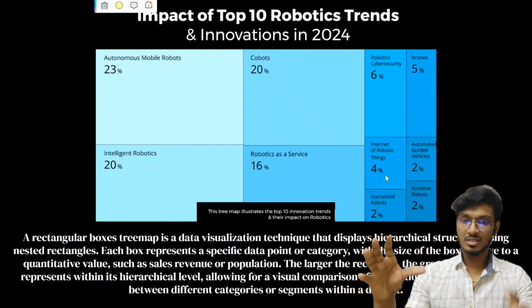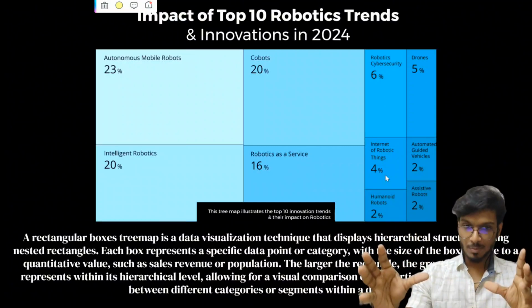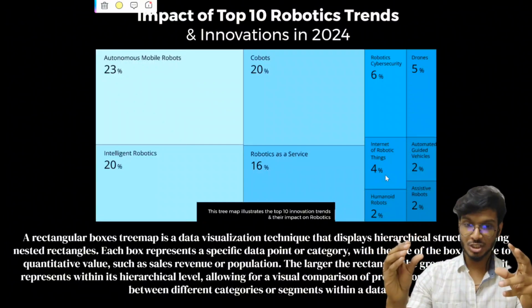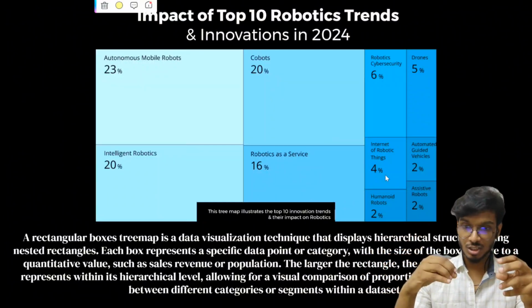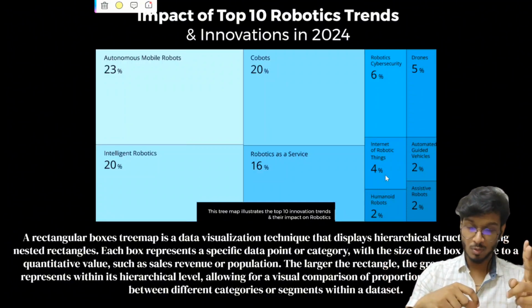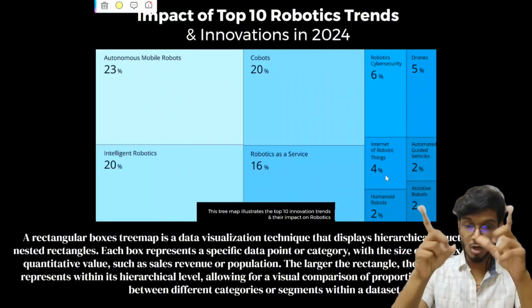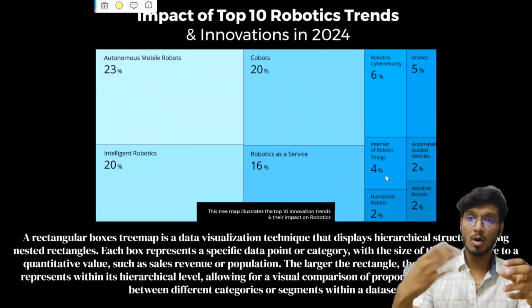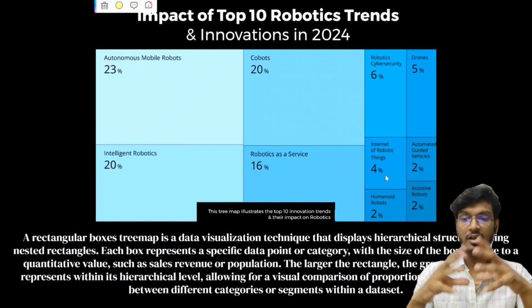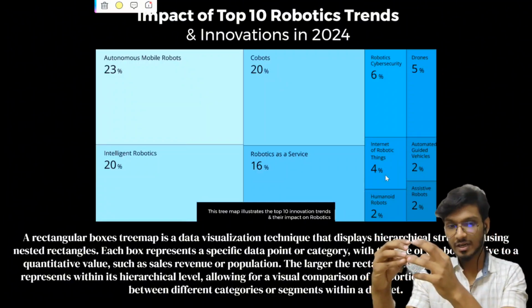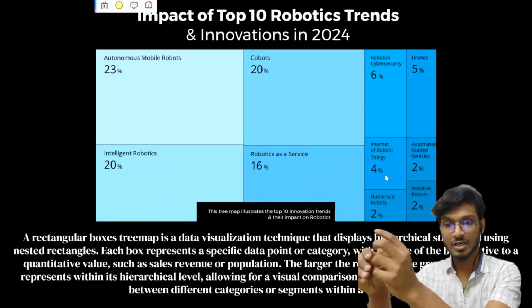So this is a tree map. What is a tree map? A tree map is a data visualization technique that displays hierarchical structures using nested rectangles. Each box represents a specific data point or category, with the size of the box related to a quantitative value such as sales revenue or population. The larger the rectangle, the greater the value. So if the rectangle is small, it represents a small amount of value.